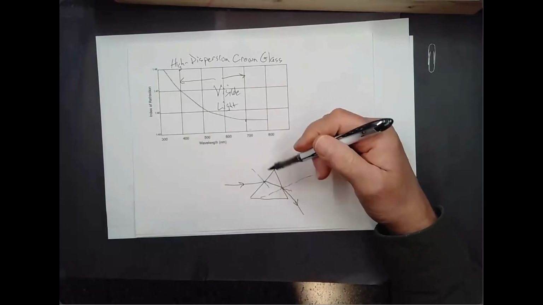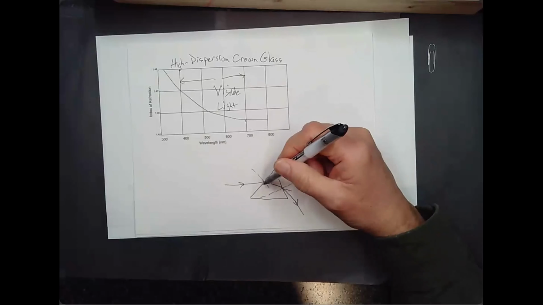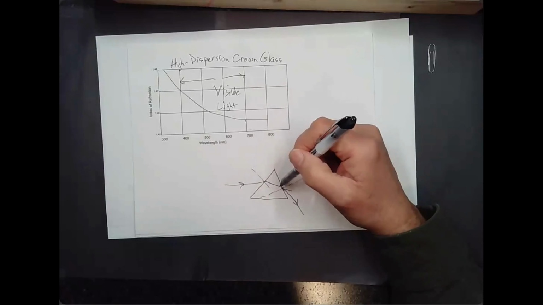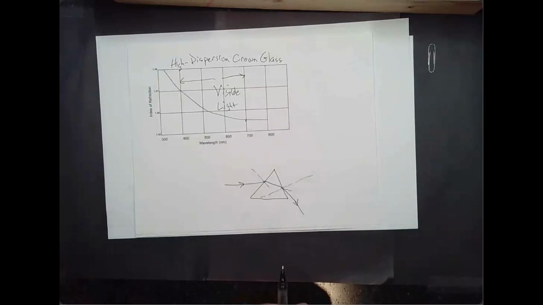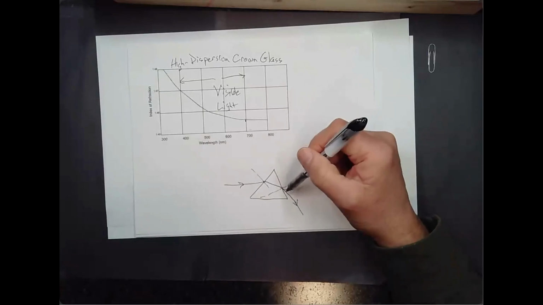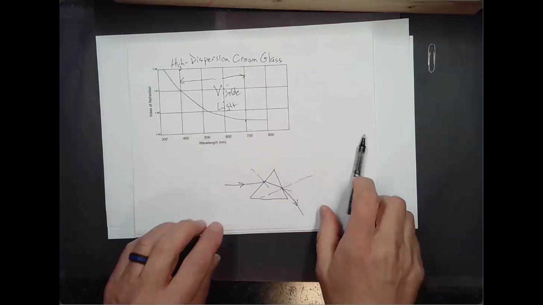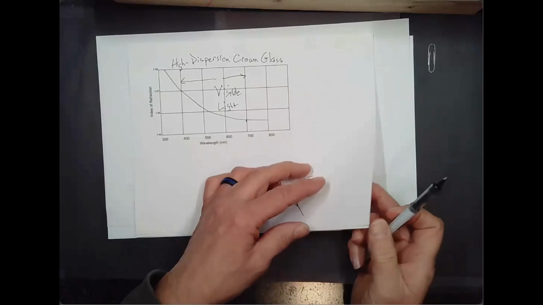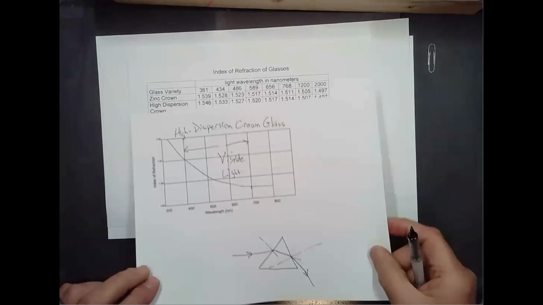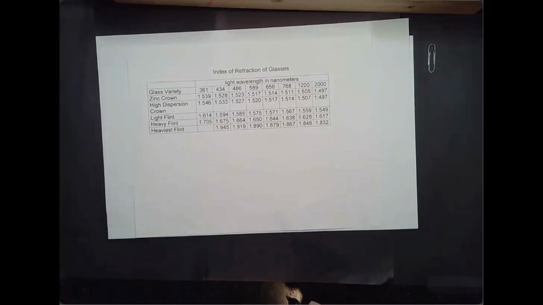And that happens because light of every wavelength is not bent by the same amount. And so it's that dispersion that lets you make a rainbow with a prism, or lets you see a rainbow with a prism. So that's something that's going on all the time. We don't do a whole lot with dispersion, by the way.